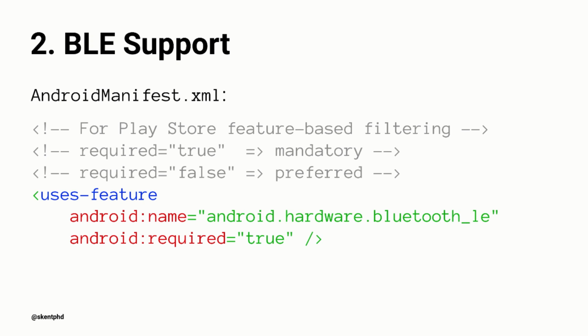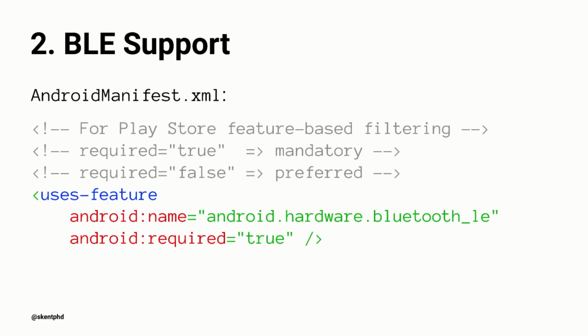So if you set required to be true, and someone's browsing the Play Store on a device that doesn't support BLE, your app will just never show up in search results. So that's kind of cool. You don't run into that issue of users who have hardware that they want to work that is not capable of it. If you set it to false, you're just indicating this is a preferred feature for my application, but it will still function in some meaningful way, even if your device doesn't support BLE.